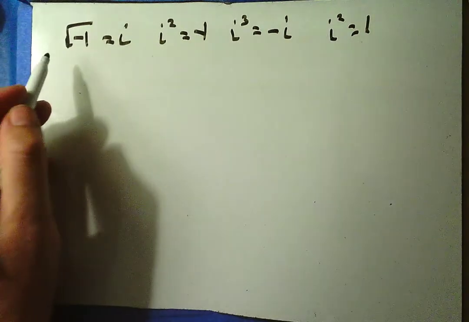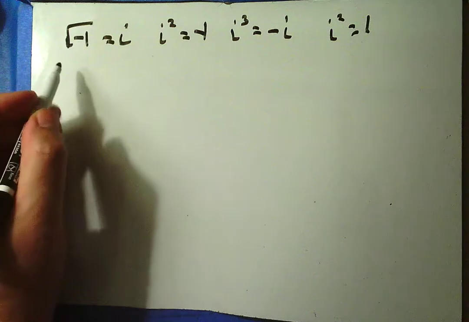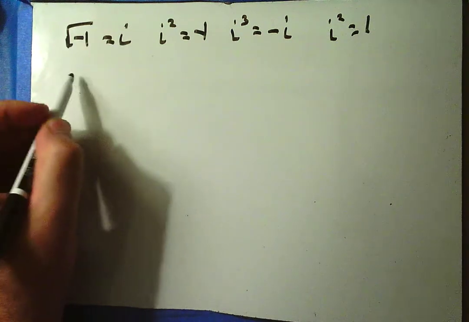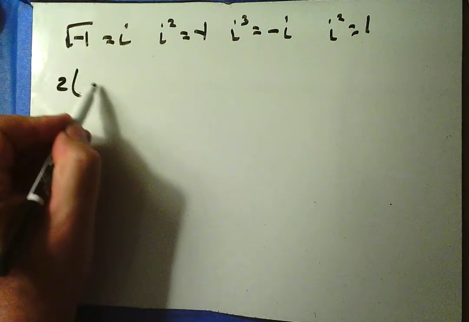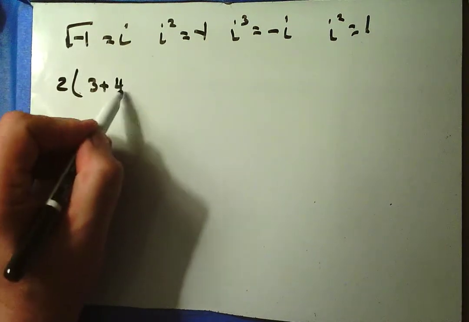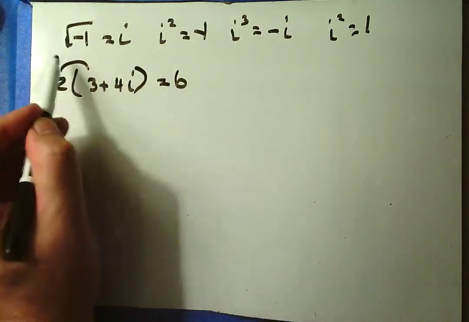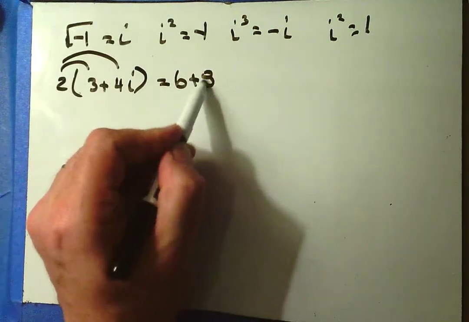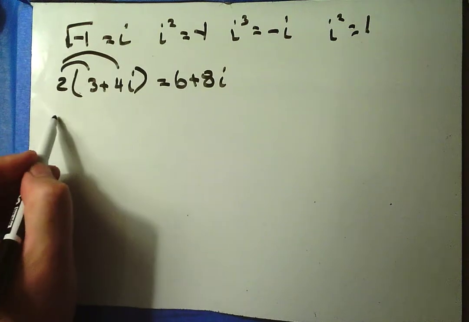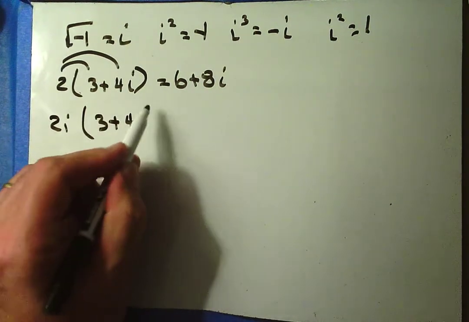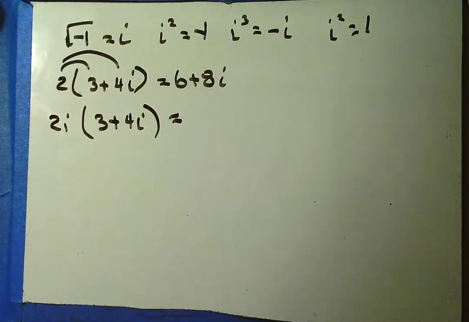Okay, just a quick review of multiplying with complex numbers. So 2 times 3 plus 4i, when I distribute, gives me 6 plus 8i. And if I have 2i times 3 plus 4i, it's a little more complicated, but not much more.